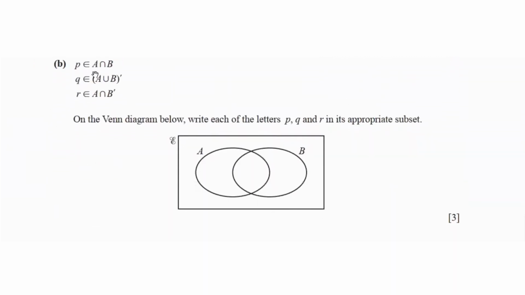P is basically A intersection B. Q is A union B complement. R is A intersection B complement. Always remember, this is your intersection, and this is your union. So on the Venn diagram below, write each of the letters P, Q, and R in its appropriate subset.